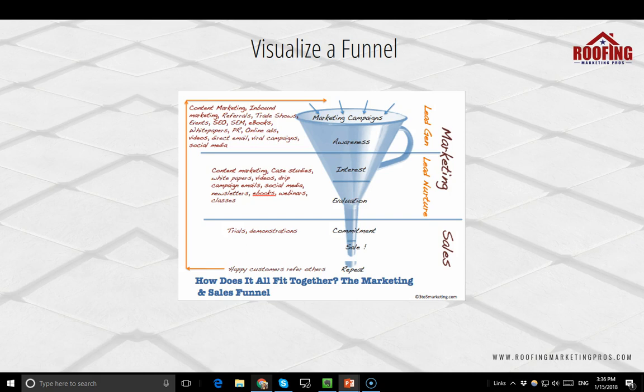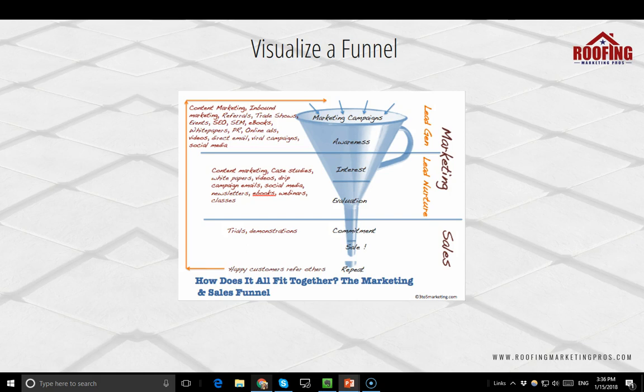Second is interest. Once people have shown an interest, what this basically means is that they've taken the time to understand what you do, and they take the next step by either filling out their information or requesting more information. The next step is evaluation, that's when they want to compare you to other vendors and see how you fit in and see if you can actually help solve the problem they have.